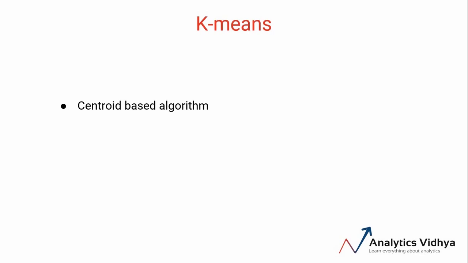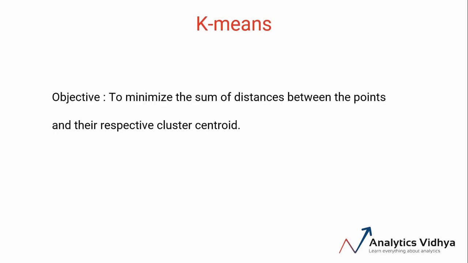In k-means, each cluster is associated with a centroid. So each cluster, you can say, is defined by its centroid. The main objective of the k-means algorithm is to minimize the sum of distances between the points and their respective cluster centroid. I'll again recall the first property of a cluster, that the points in a cluster should be similar to each other. This is exactly what k-means tries to achieve. If the distance between the points in a cluster and its centroid is minimized, there is a high chance that those points will be similar to each other. And that's exactly what we'll do in k-means.